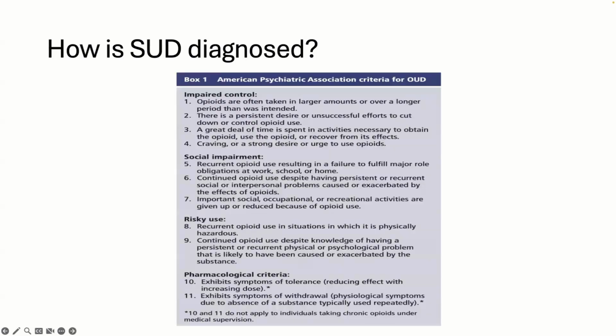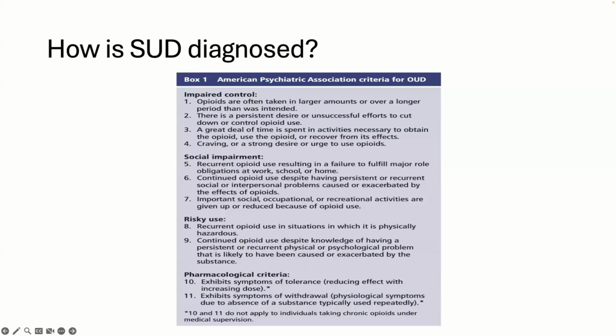So, what exactly do we mean when we say a patient has opioid use disorder, and how is it diagnosed? Opioid use disorder is a clinical diagnosis, and it's often defined using the criteria from the American Psychiatric Association's DSM-5. I'm not going to read through every line on this slide, but I want to highlight how the criteria are organized and why that matters for us perioperatively. Broadly, the criteria fall into four domains, as you can see on the screen. That's impaired control, social impairment, risky use, and the pharmacologic criteria.